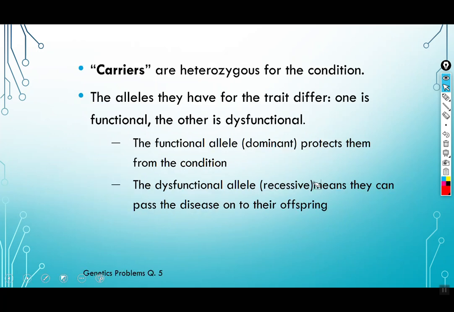There we go. Okay. So carriers are heterozygous for the condition, and the alleles they have for the trait in this case differ. So one is functional and the other is dysfunctional. But because this is a recessive disorder, the dominant allele is preferentially expressed and protects them from experiencing the condition themselves. So they just carry it and can pass the disease to offspring.